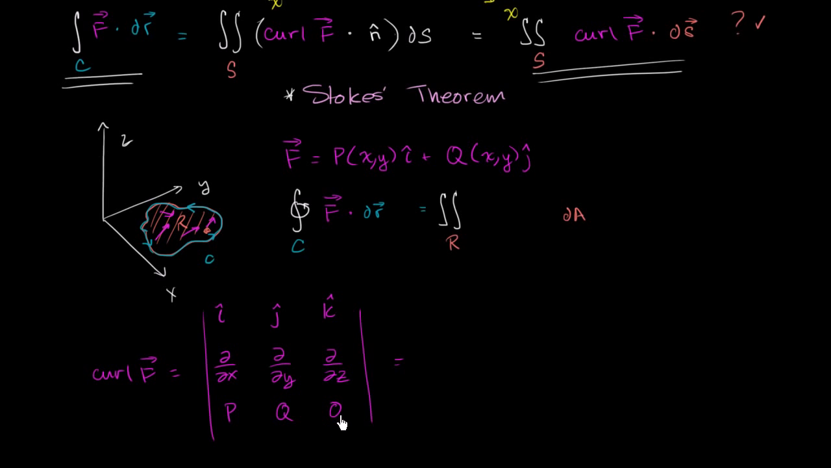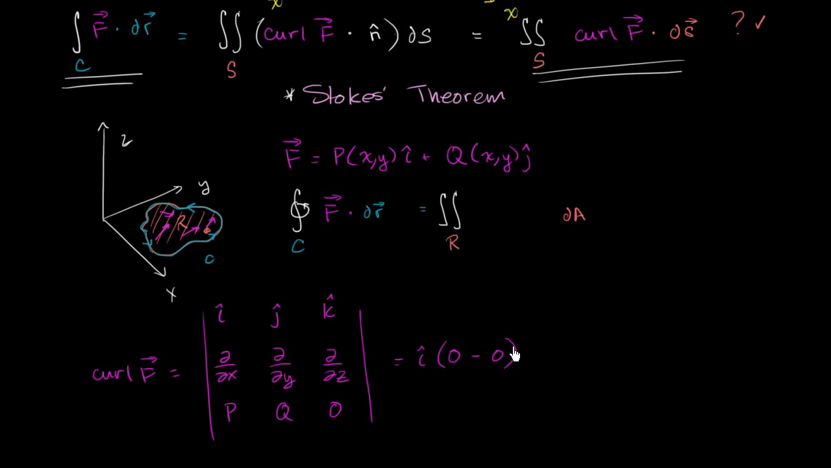That's just going to be 0, minus the partial of q with respect to z. Well, what's the partial of q with respect to z? Well, q isn't a function of z at all, so that's also going to be 0. Let me write this out just so it's not too confusing. So our i component is going to be the partial of 0 with respect to y. Well, that's just going to be 0, minus the partial of q with respect to z. Well, the partial of q with respect to z is just going to be 0.